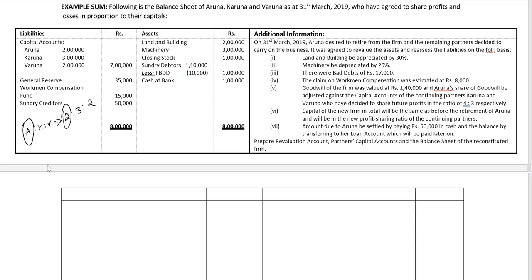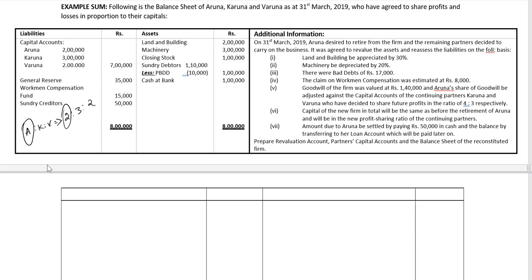The point 6, which says capital of the new firm in total will be the same as before the retirement of Aruna and will be in the new profit sharing ratio of the continuing partners. So the capital of the new firm is equal to the capital which is prior to retirement of Aruna. So that's equal to rupees 7 lakh as per the balance sheet. And this has to be in the NPSR of Karuna and Varuna, which is given in the problem as 4:3. So this is a third method of adjustment of capital.